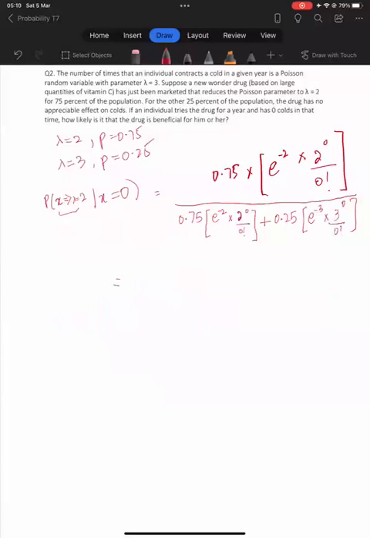So this should come out to be 0.8908. Okay, so I hope I was clear on how to do this, and if you have any question, you guys can again ask me. For now, we can move forward to the next one.